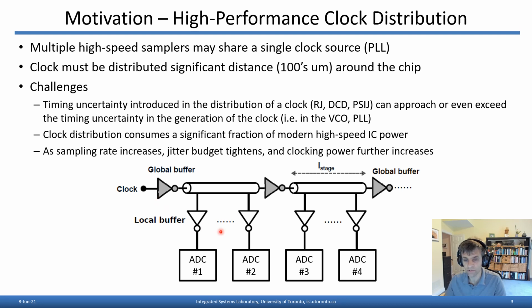Moreover, all these buffers consume a significant fraction of modern high-speed integrated circuit power in some cases. As data rates increase and sampling rates get higher, the jitter budget tightens and clocking power further increases. So all this clock distribution circuitry is absolutely critical to the design of such systems.